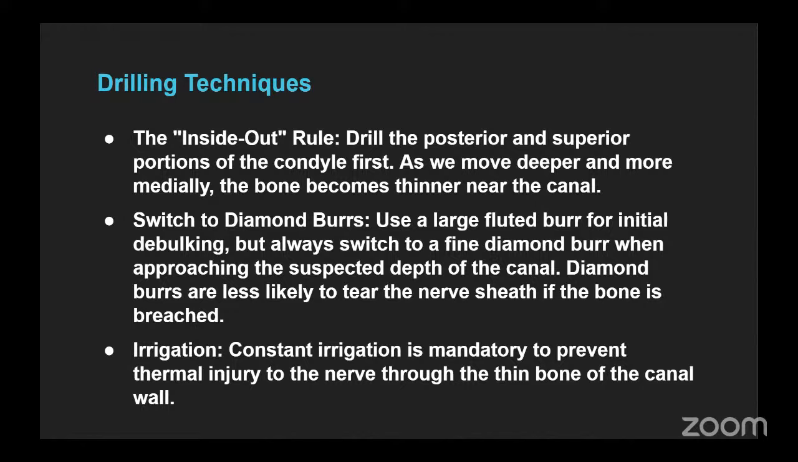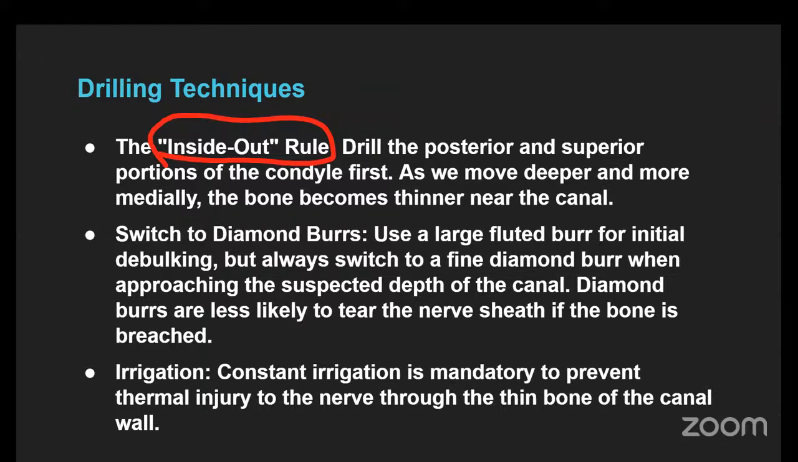If you see, there is an inside out rule. What do we mean by inside out rule? We drill the posterior and the superior portions first, and as we go deeper, we notice that the bone becomes thinner, slightly papery, easy to take out, and when that happens, we know that we are near the hypoglossal canal, right? When that happens, we switch to a diamond burr.